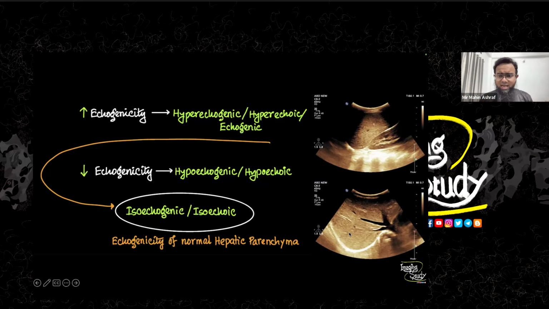Okay, so this is isoechoic. If the structure is brighter than the liver parenchyma, we'll call it hyperechoic. If it has less echogenicity, we'll call it hypoechoic. If you compare the renal parenchymal echogenicity, it's slightly reduced compared to the liver one, so we'll call it hypoechoic. Okay, some structures don't have any echogenicity.